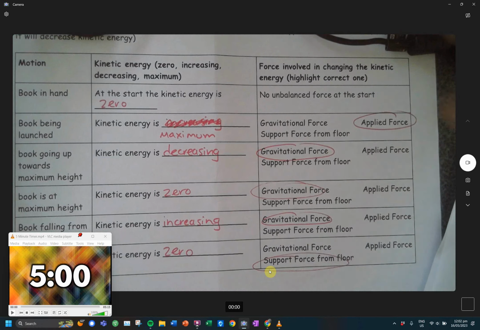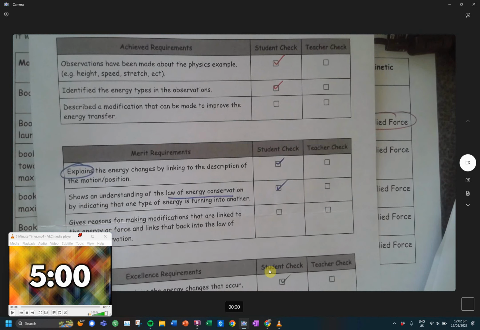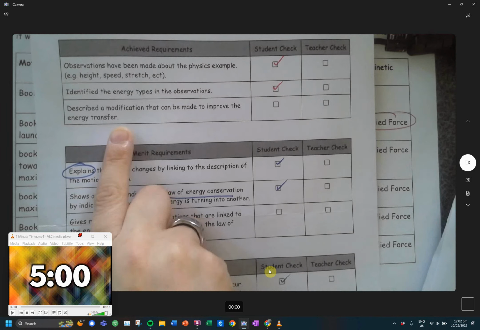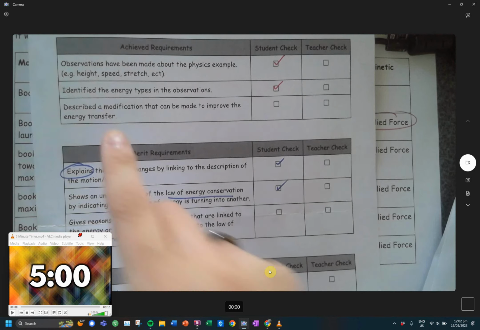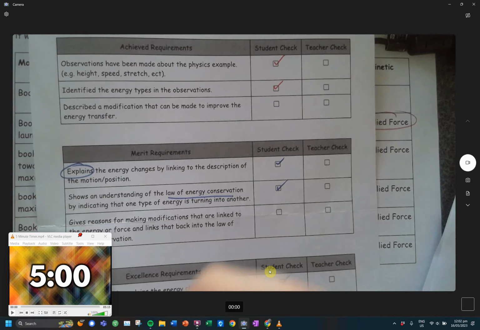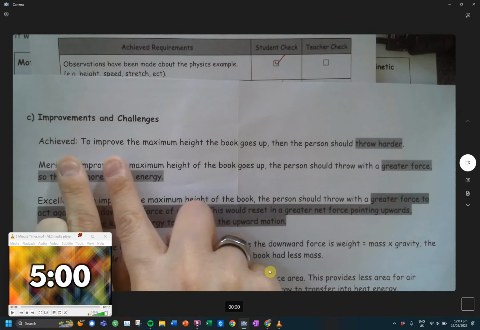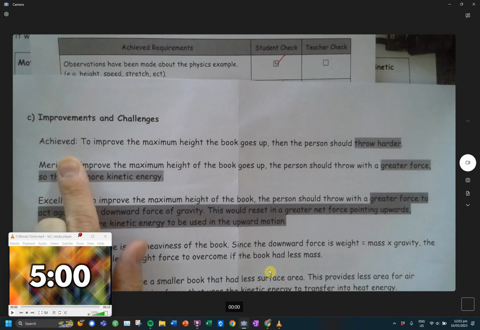All right, so last thing we need to do for the achieved, or for the merit, or for the excellence, is we need to talk about modifications that we can make in order to improve this energy transfer. So if we're looking at some modifications, for the achieved, one of the things we could just state is if I wanted my book to go higher, I just need to throw harder.